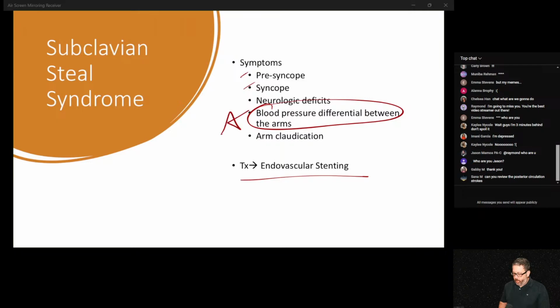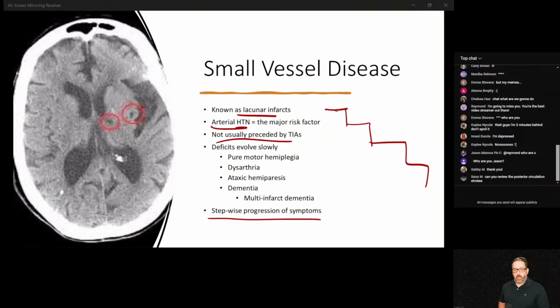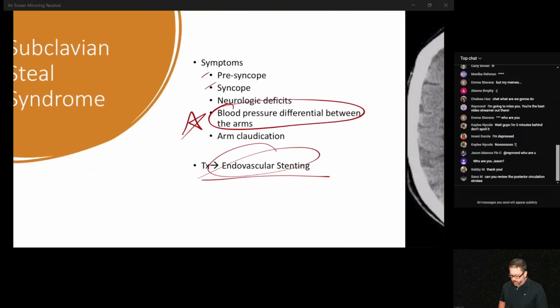The big thing you'll see is the blood pressure changes on both sides, and then treatment, just stent and open up the blockage and they'll go away. And that's that one for posterior.